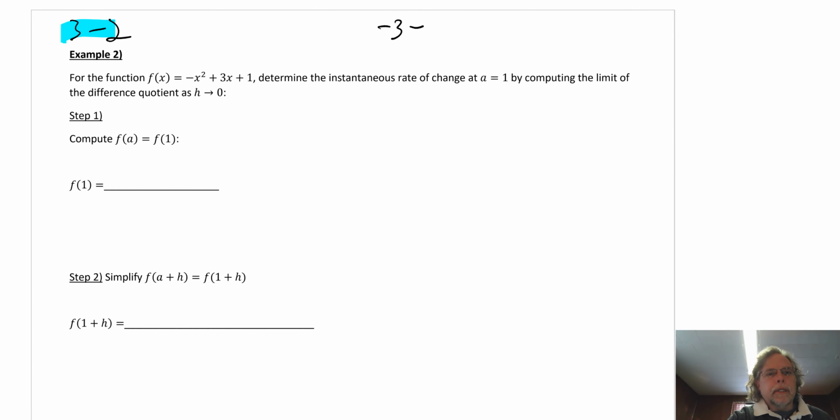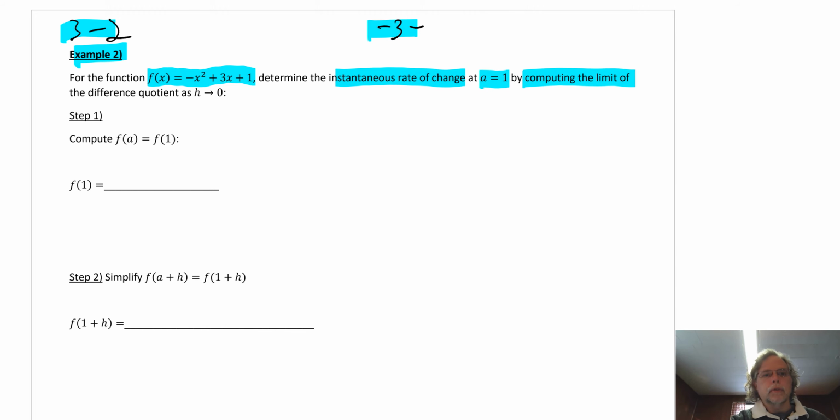This is topic 3.2, page 3, example 2, for the function f of x equals negative x squared plus 3x plus 1. Determine the instantaneous rate of change at a equal to 1 by computing the limit of the difference quotient as h goes to 0. And so one way to do this type of problem is organize it into 3 steps.